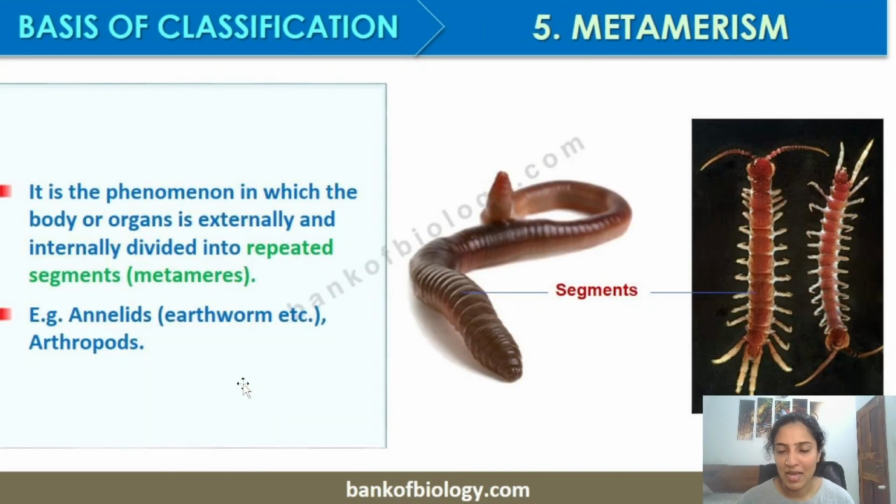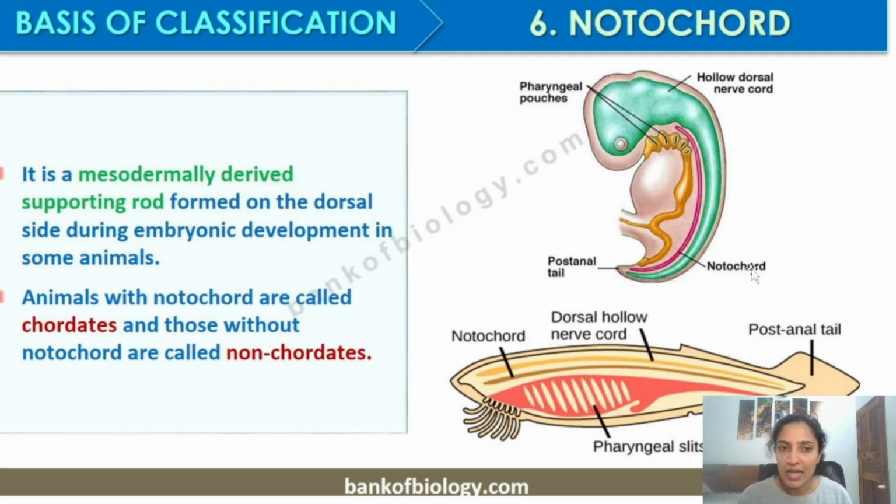Next one is metamerism. Metamerism is nothing but repeatedly arranged segments. Their entire body is made up of repeatedly arranged segments, which are called metamers. This is shown by only two phyla. One is annelids, like the earthworm, where you can see the segments one by one. These segments go externally and internally, dividing the body of the organism. And the other is arthropods, the group of insects, which have jointed appendages or jointed legs.